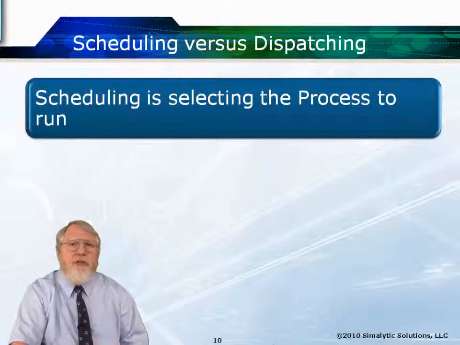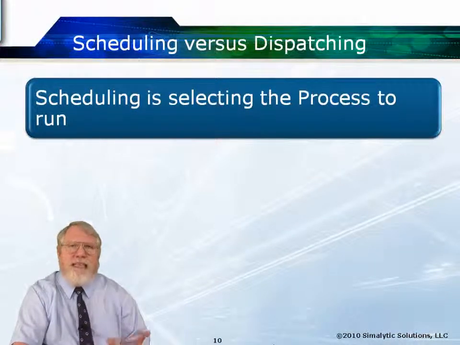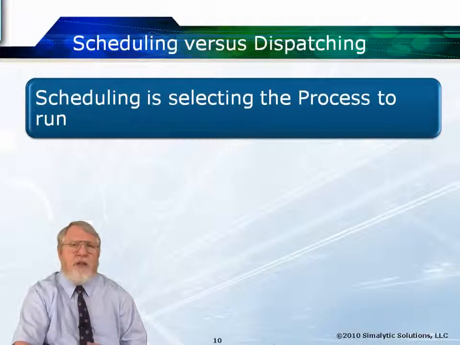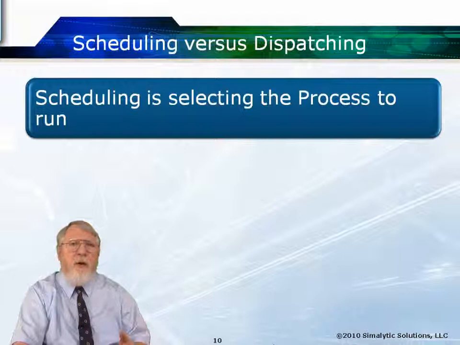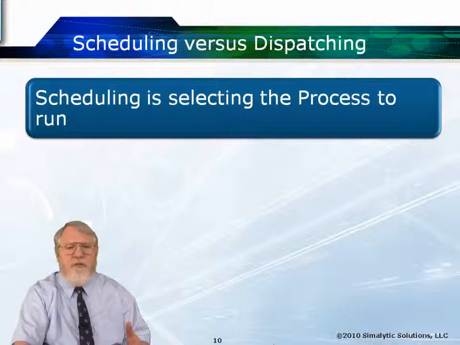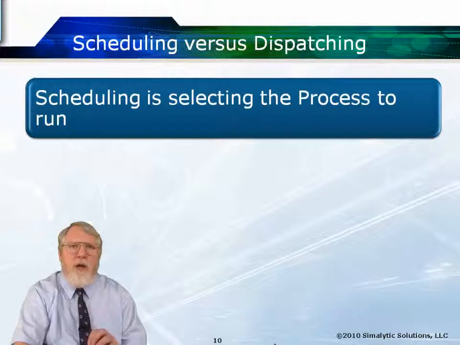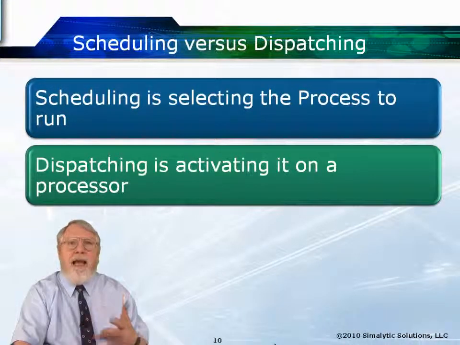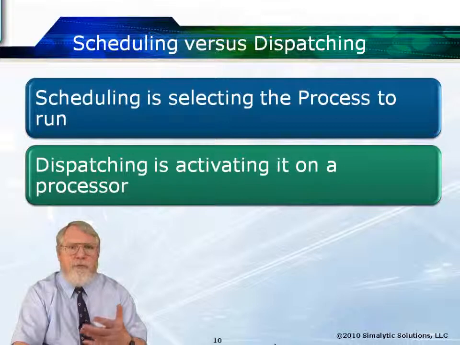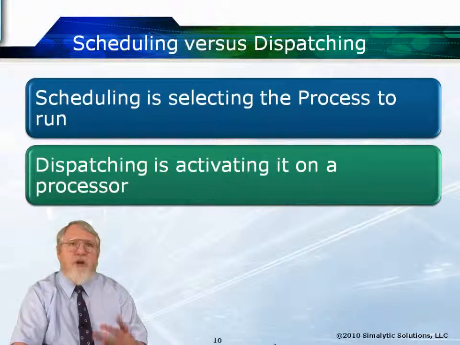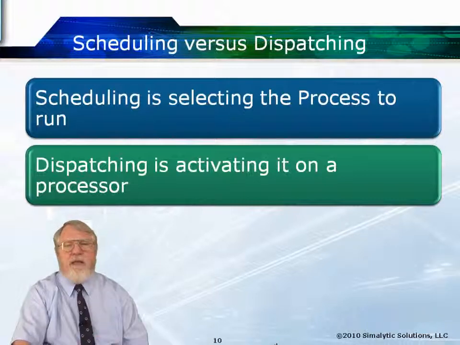Now, scheduling versus dispatching. What is the difference between scheduling a process and dispatching a process? Well, scheduling is selecting the process that's next to run, based on whatever the philosophy is: priority, time shares, fairness, whatever. Scheduling the next one is picking the next one to run. Dispatching is actually activating it on a processor. In other words, making it run on the processor. So first the operating system has to schedule a process, and then it dispatches a process.